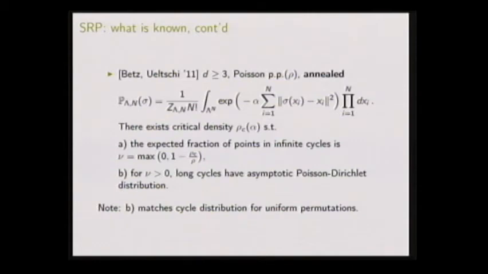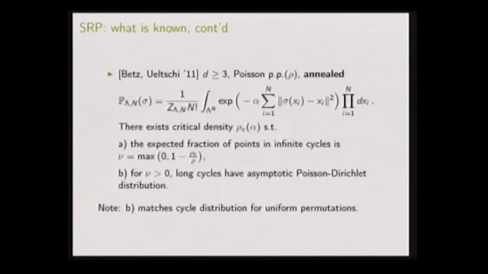So the expected fraction of points which have length comparable to the total number of points will converge to this number here. So this means in particular that there will be very long cycles growing as a macroscopic fraction of the points in the system. Moreover, they can show that there's not only one very long cycle, but several long cycles. So if you take your long cycles, you order them in decreasing length, and you rescale by n times rho c, then this converges to the Poisson-Dirichlet distribution.